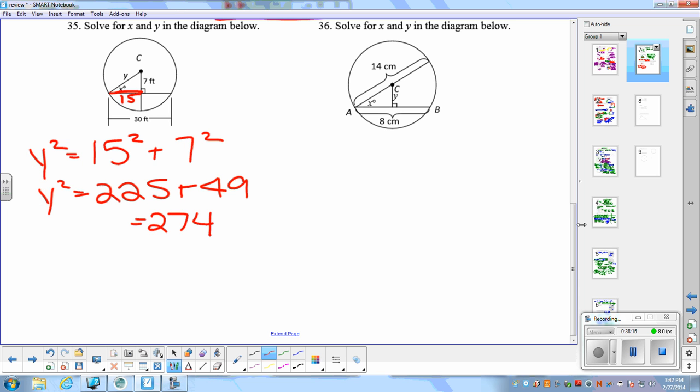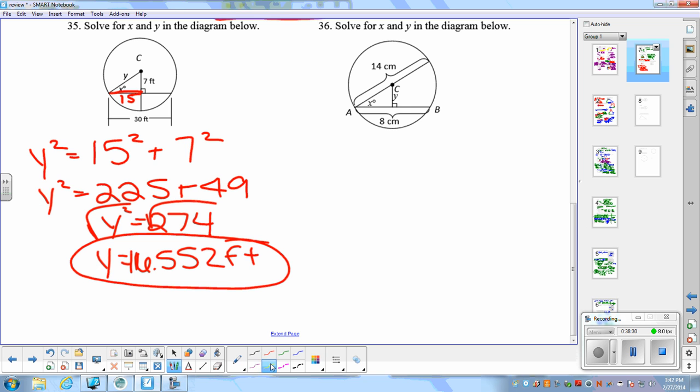Yes, equals 274. And then square root that. So y is 16.552 feet. And then to figure out x, I have to use trig.